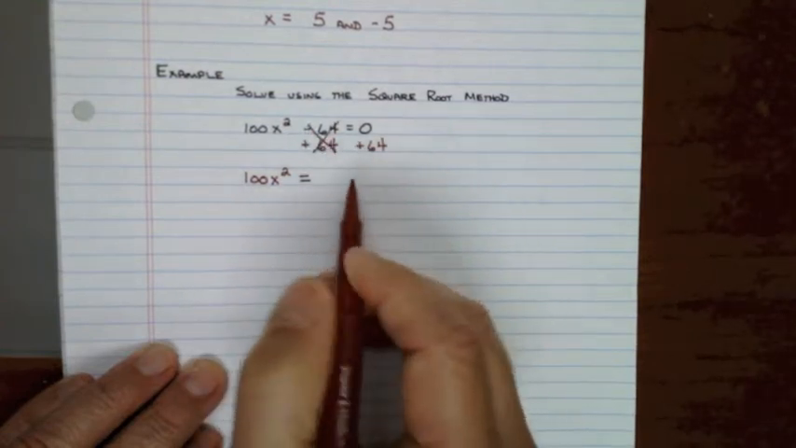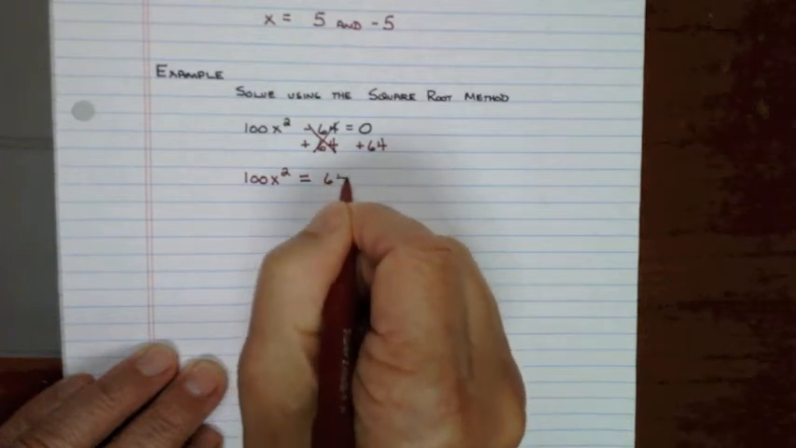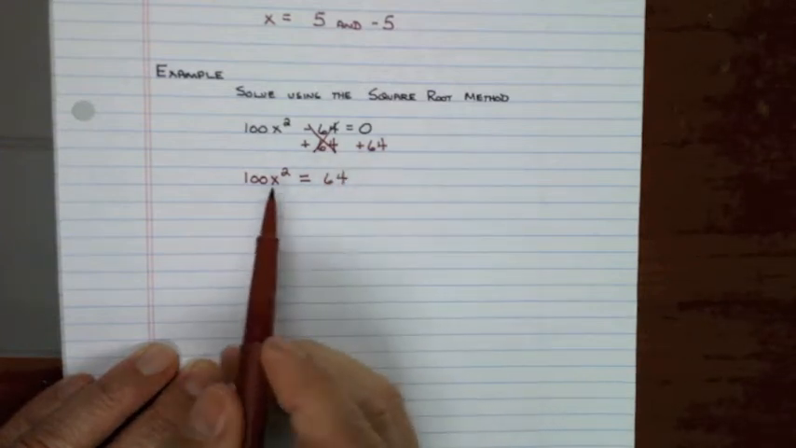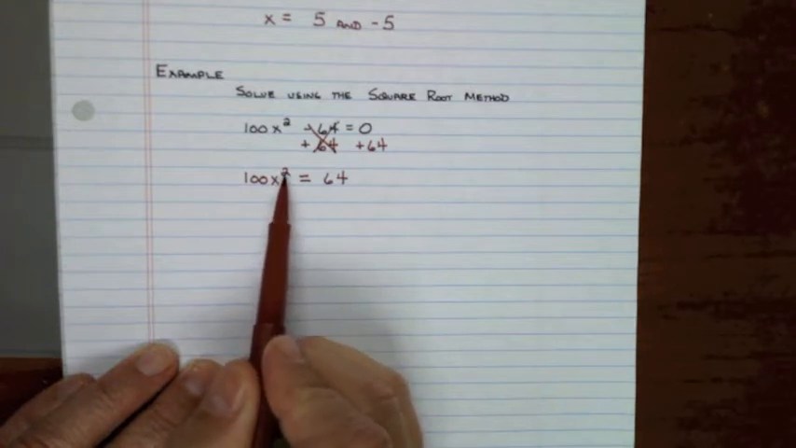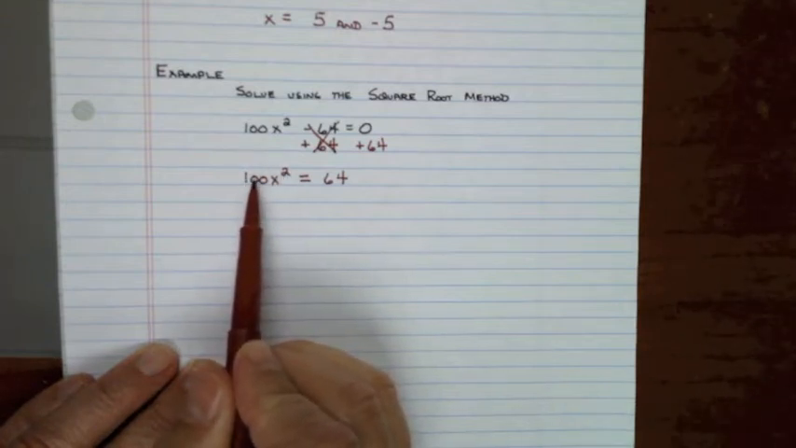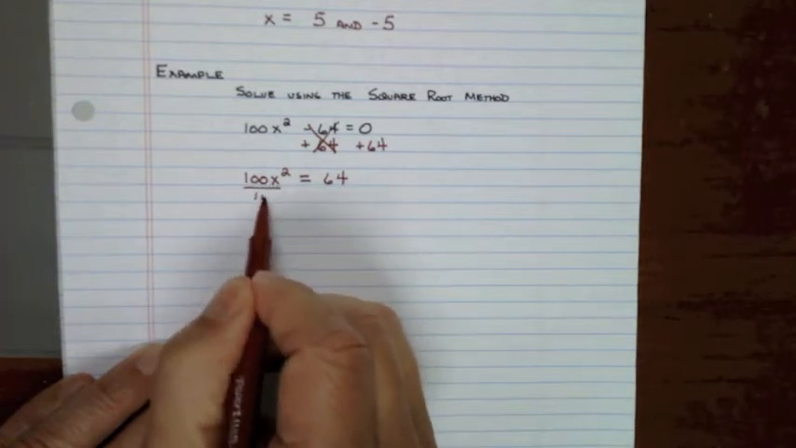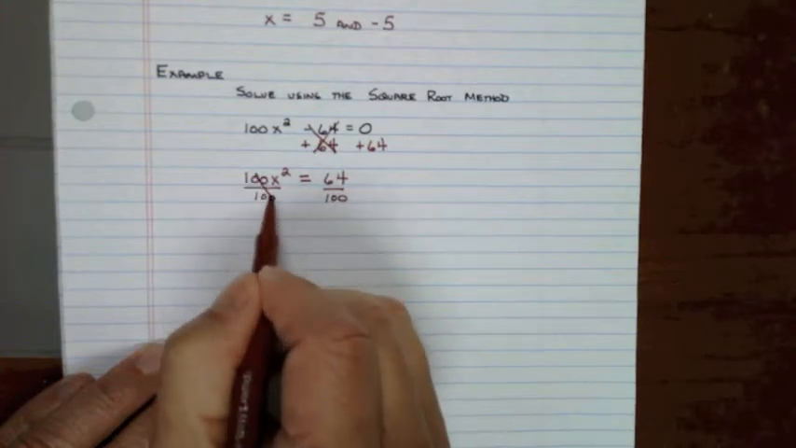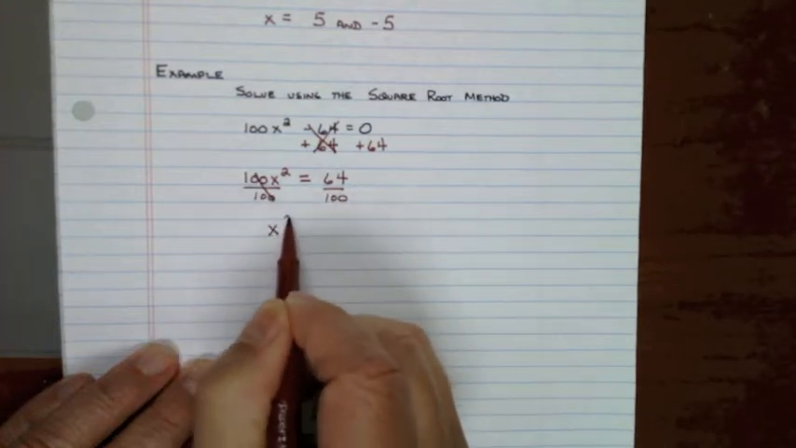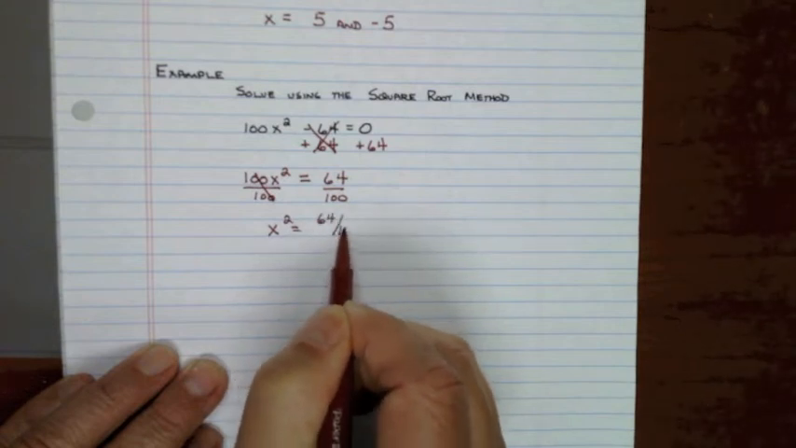This cancels out. Bring down my equal sign. 0 plus 64 is 64. I need to get rid of this 100 to isolate this x squared. I'm multiplying 100 and x squared. The opposite of multiplying by 100 is dividing by 100. These 100s cancel out. X squared is equal to 64 over 100.